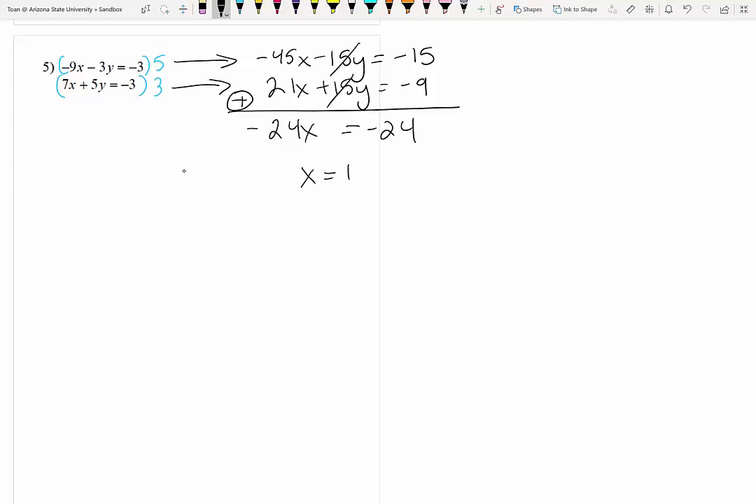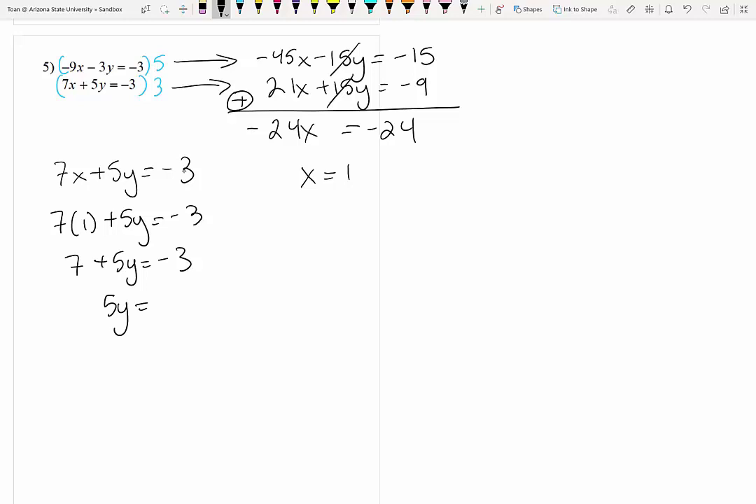We'll go ahead and substitute x equals 1 into any of the original equations. It doesn't matter which one. Let's use the bottom equation because, I don't know, it looks more positive. But you can plug it into any equation that you want. So substituting x equals 1 into the equation. Do some math. 7 times 1 is 7. Subtract 7 from both sides. Gives us 5y equals negative 10. And then divide both sides by 5. Gives us y equals negative 2. So there's our solution. 1 comma negative 2.